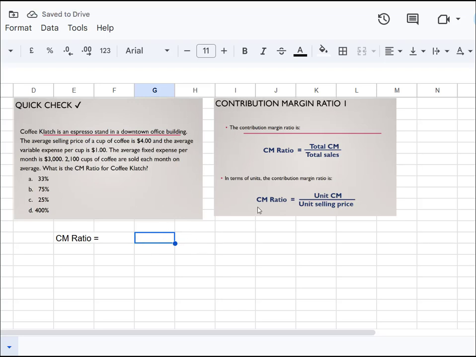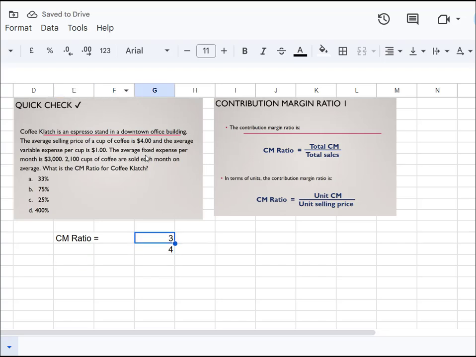So our CM on the numerator is going to equal our average selling cup of coffee is $4, and our variable expenses per cup is $1. So our contribution margin is 3, and then divided by our sales, which is 4.